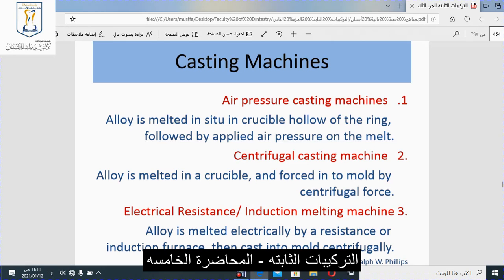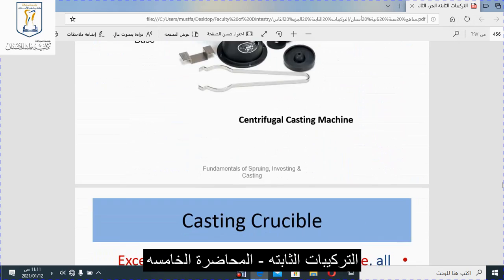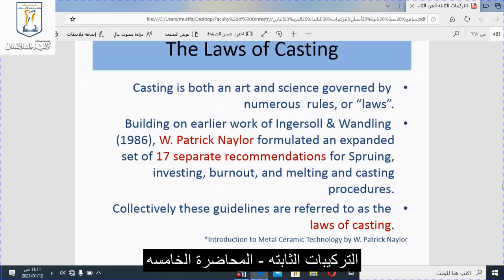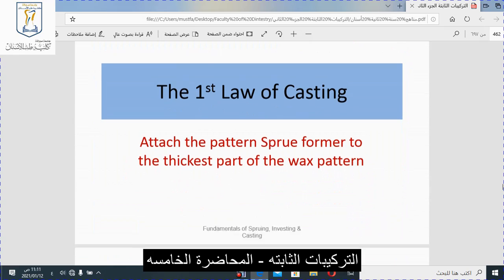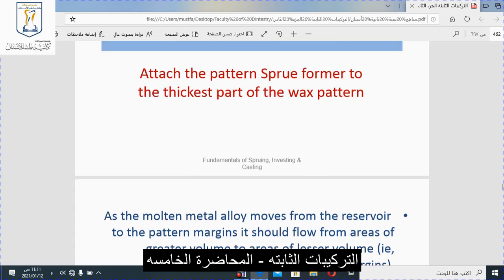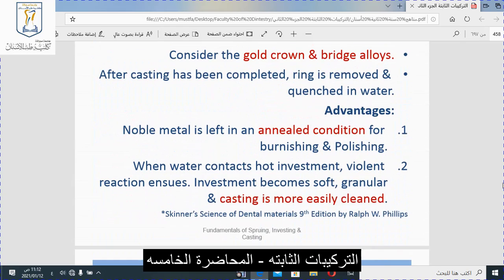Casting machine, we will leave it for the next lecture. We will finish the casting technique in the next lecture, because this topic will take time, I think, and we will go through casting defects and finishing. Maybe today we will end this lecture.